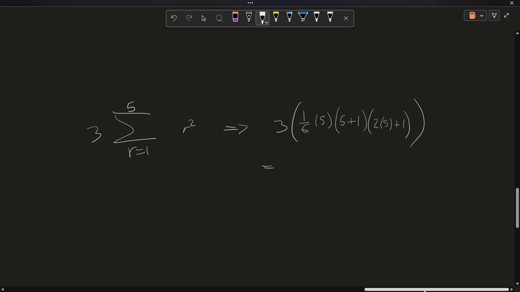This would be equal to 3 times 1 over 2 times 5 times 6 times 11. So that's 6 times 5, that's 30, over 2, that's 15 times 11, which is equal to 165. There we go. Summation of a sequence found using sigma.